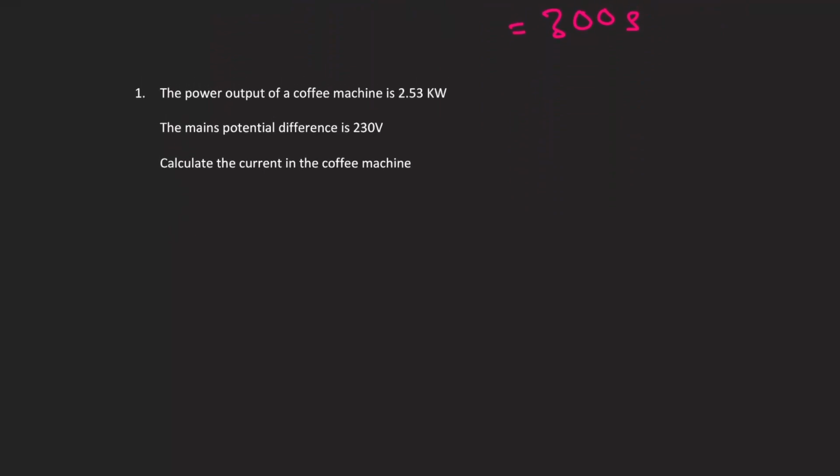Second one then, the power output of a coffee machine is 2.53 kilowatts. The mains potential difference is 230 volts. Calculate the current in the coffee machine. So this time we're looking at the current, looking for something slightly different. So the power output we know is 2.53 kilowatts. So this time basically we need to identify what equation to use, and we're going to use the P equals IV equation over here. The reason being, we're given the voltage in the question and we want to work out the current, and we're also given the power, okay? So we can just rearrange here.